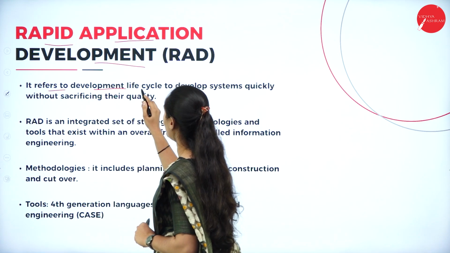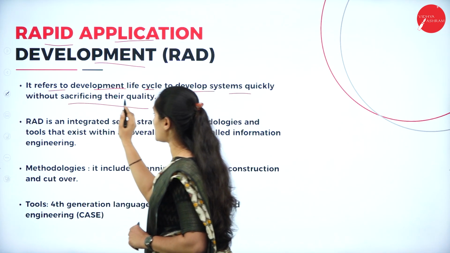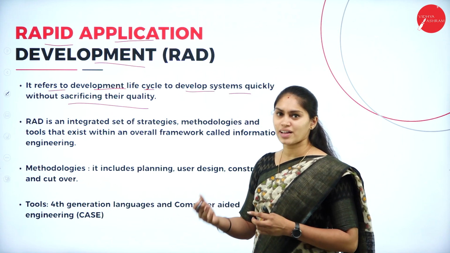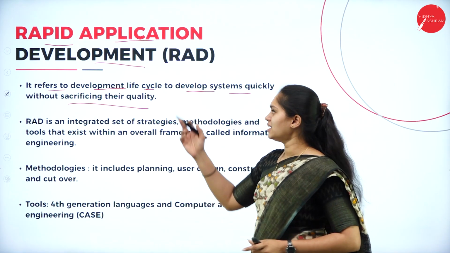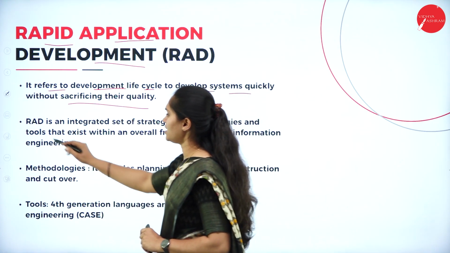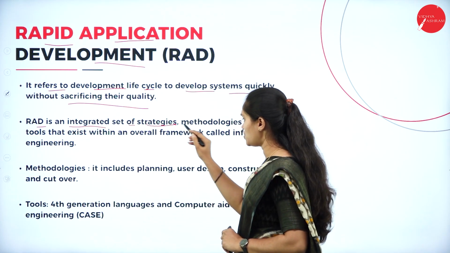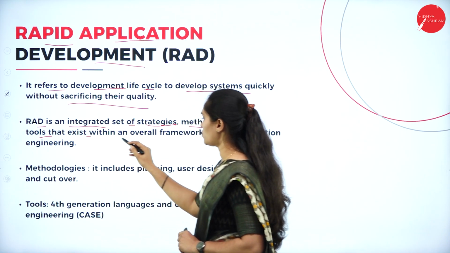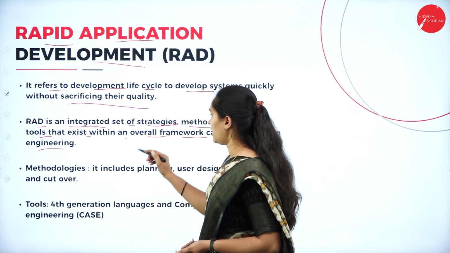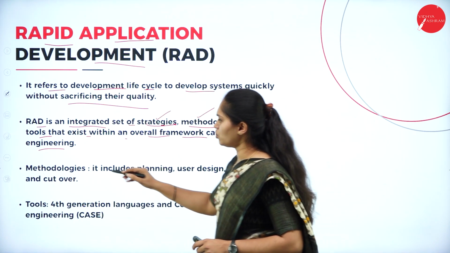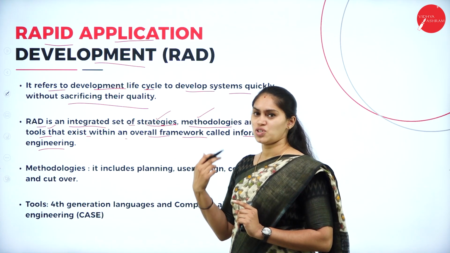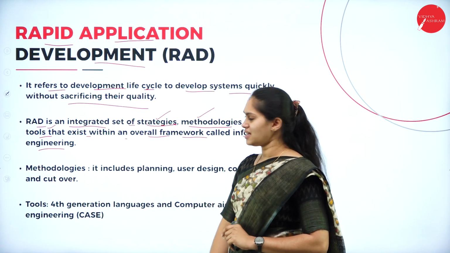So it refers to a development life cycle to develop a system very quickly without sacrificing quality. If they are developing in a very quick manner, that does not mean they are not satisfying quality. With quality and quantity, they give you the application. This RAD is an integrated set of strategies, methodologies and tools that exist within an overall framework called information engineering. By integrating all of these, they develop an information system in a faster manner, and it will be easier too.